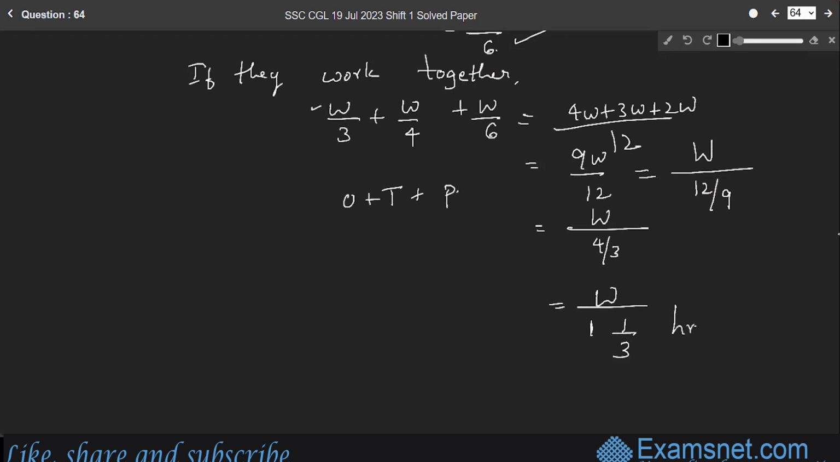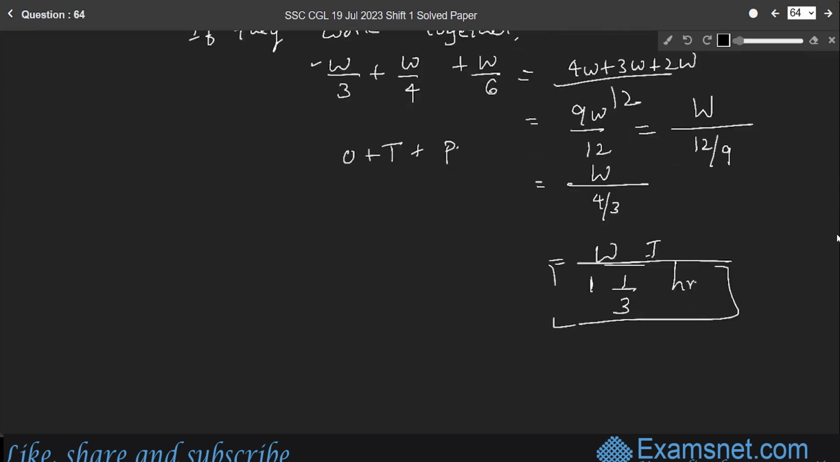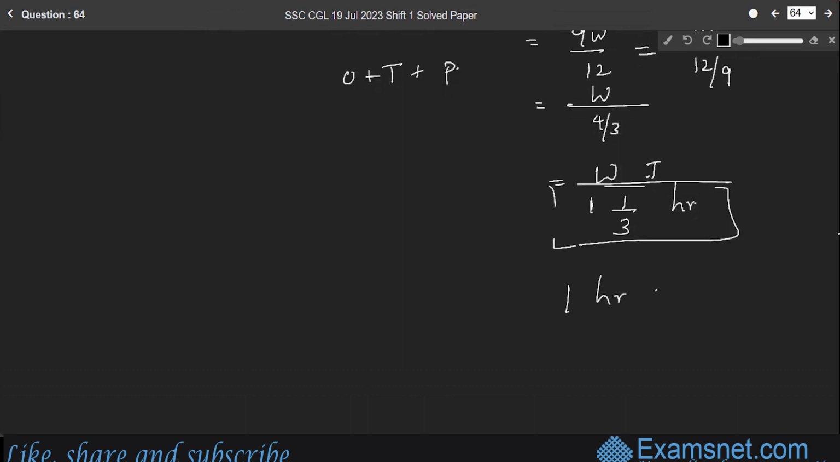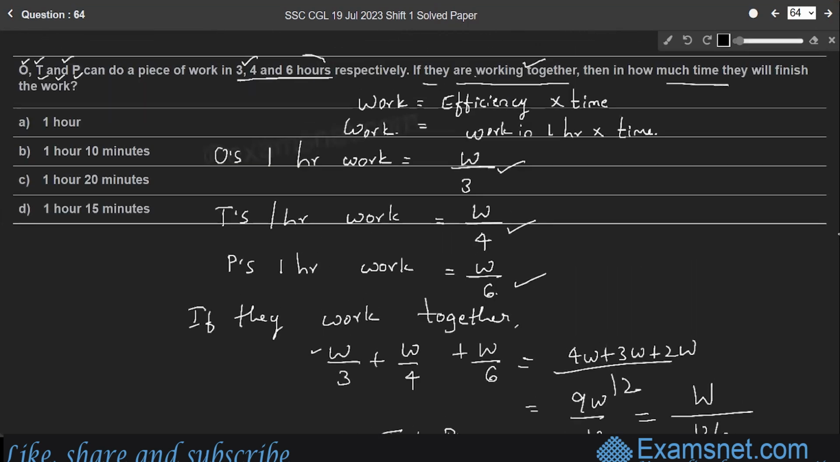Since the time is in terms of hours according to the question, and work can be in terms of any unit, just avoid the unit of work here. Let us focus only on the unit of time. One integer 1 by 3 hour means 1 hour 20 minutes. 1 by 3 of an hour is 20 minutes, right? If O, T and P start working together, they'll take 1 hour 20 minutes to complete the same amount of work. So option C is the right answer, 1 hour 20 minutes.